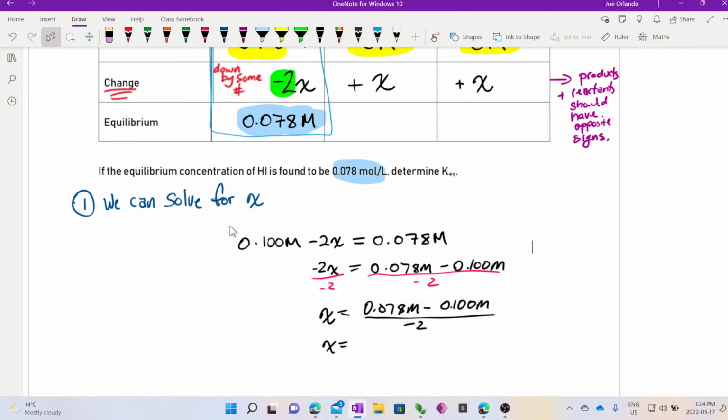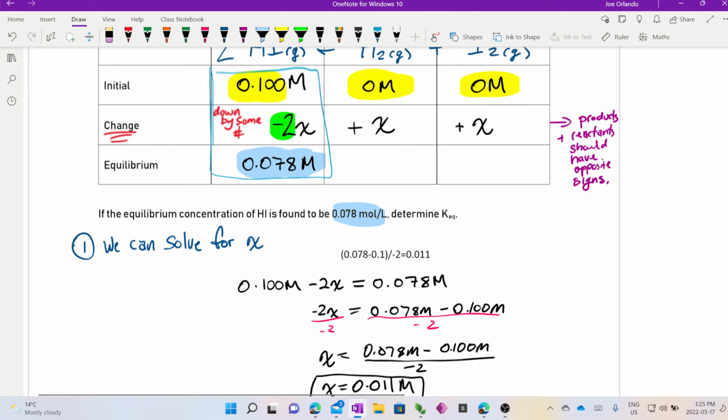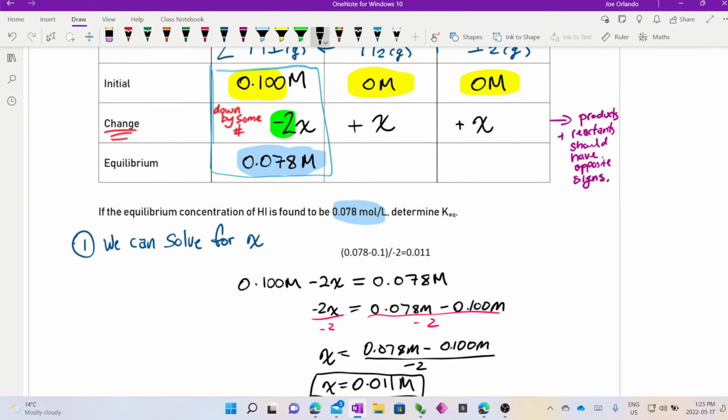Okay. So anyway, if you plug this into your calculator, 0.078 minus 0.1 divided by -2, we're going to get 0.011. Now, the nice thing is, that makes solving for this really easy, because what is 0 plus 0.011 molar? Yeah. Does that make sense?